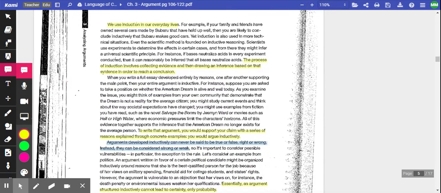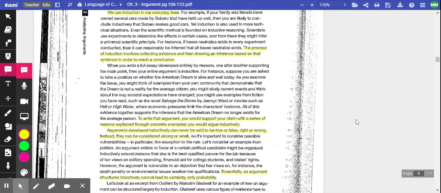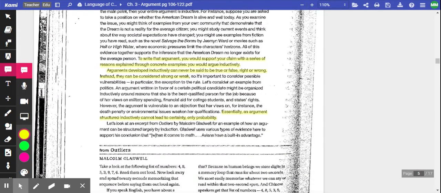The process of induction involves collecting evidence and then drawing an inference based on that evidence in order to reach a conclusion. To write an inductive argument, you would support your claim with a series of reasons explained through concrete examples, and that would be arguing inductively.